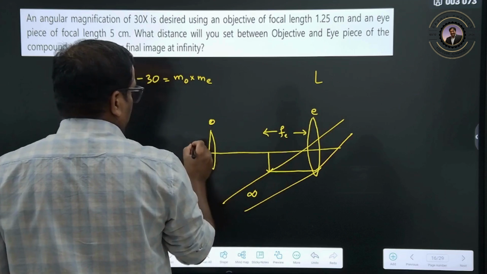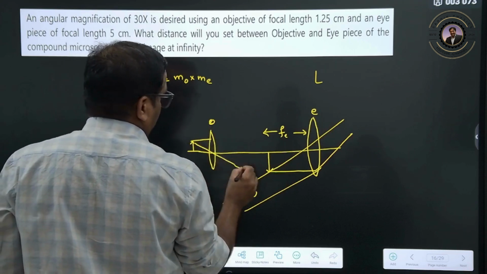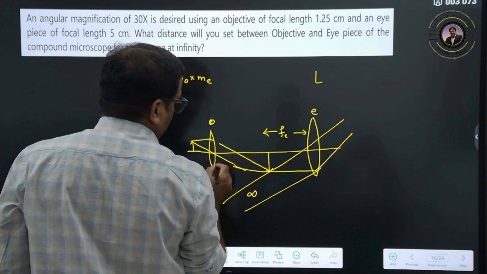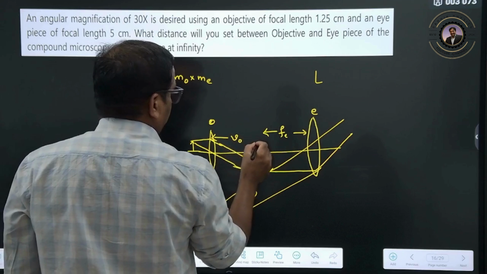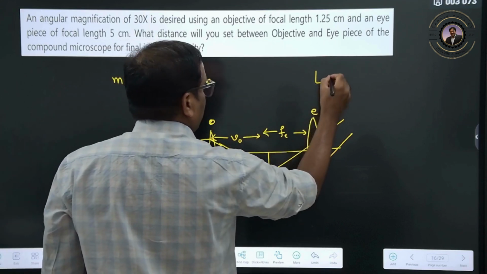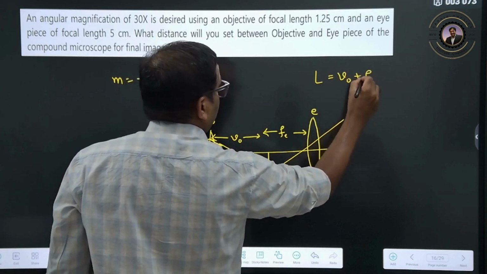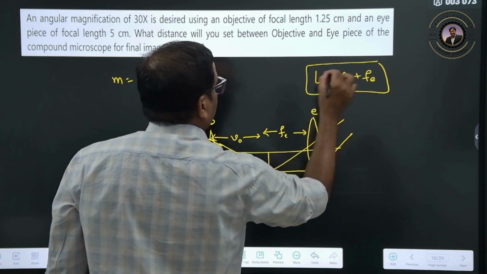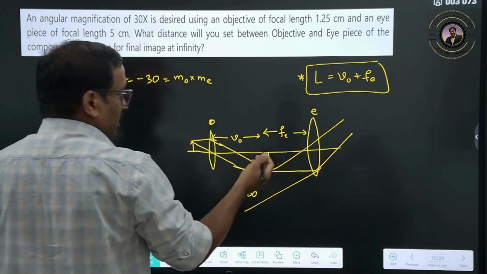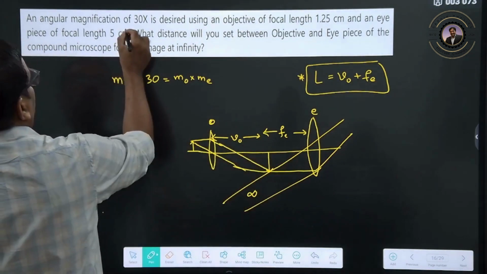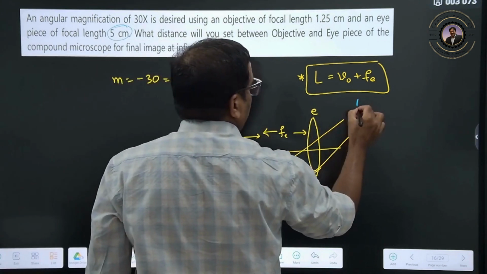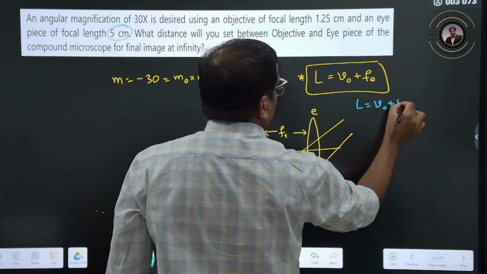So here there will be an object. Clear? So this is nothing but VO. So L will be nothing but VO plus FE. We want to calculate it now. So first let us calculate FE. Already we know FE. FE is nothing but 5 centimeter. Therefore L is nothing but VO plus 5.